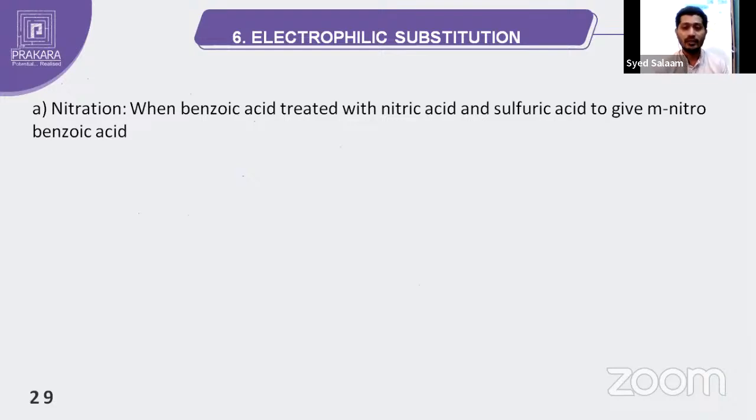Next, electrophilic substitution. Usually it occurs with an electron withdrawing group. Nitration is an example that benzoic acid can easily undergo, with the nitro group going to the meta position. So benzoic acid, when treated with the nitrating mixture, which is a mixture of nitric acid and sulfuric acid, gives meta nitrobenzoic acid.